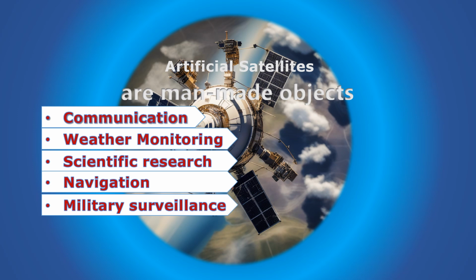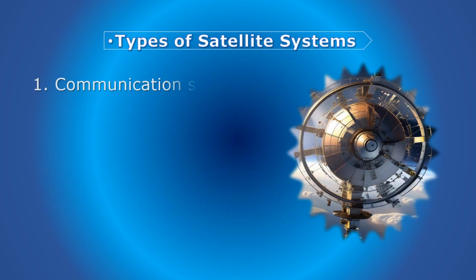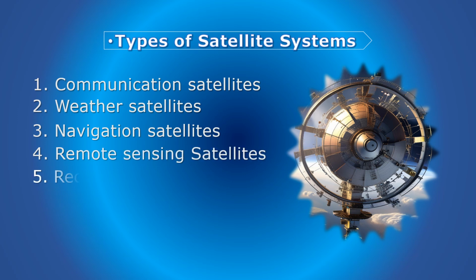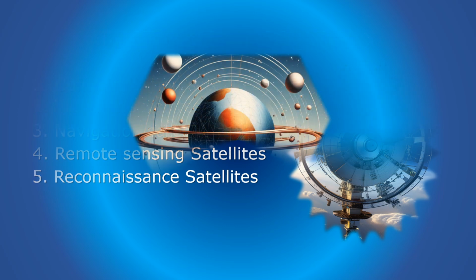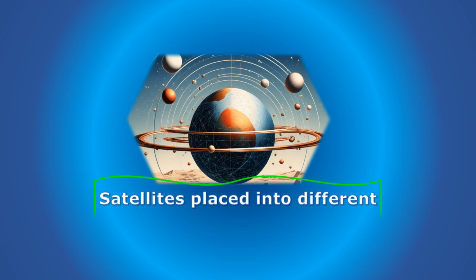Artificial satellites can be further classified into different types based on their function and orbit, such as communication satellites, weather satellites, navigation satellites, remote sensing satellites, and reconnaissance satellites. Satellites can be placed into different types of orbit depending on their intended functions and mission requirements.